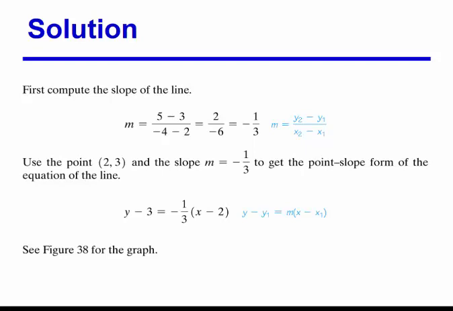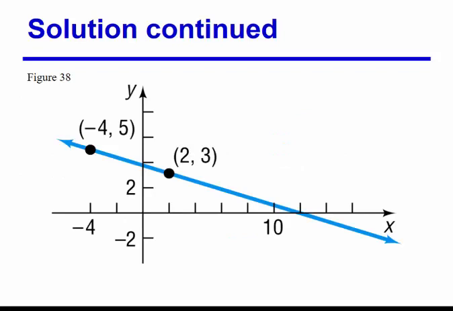And then we're going to use that information with the point slope form and plug that into it, and we get y minus 3 is equal to negative 1/3 times x minus 2. I would do it a different way, and I'll show that in class. And then we can go ahead and graph this equation.